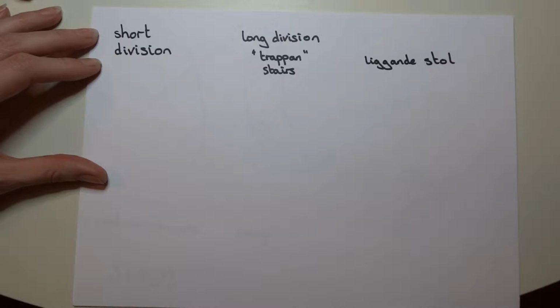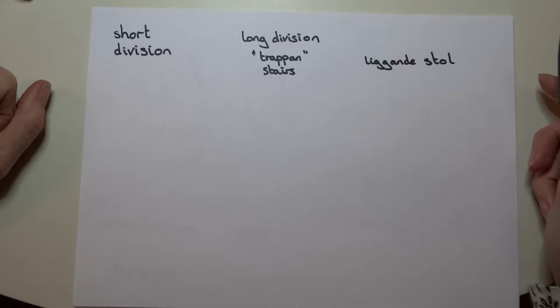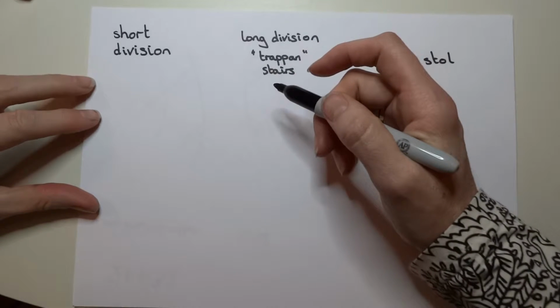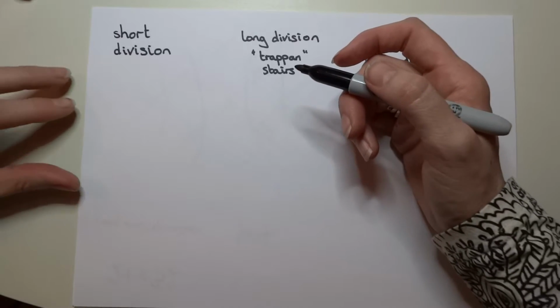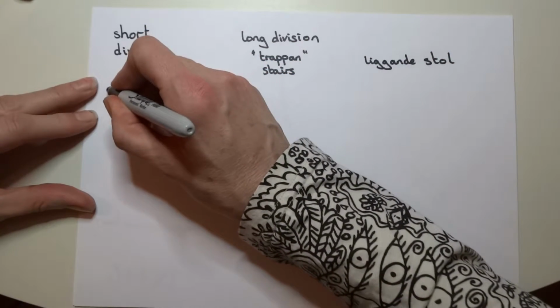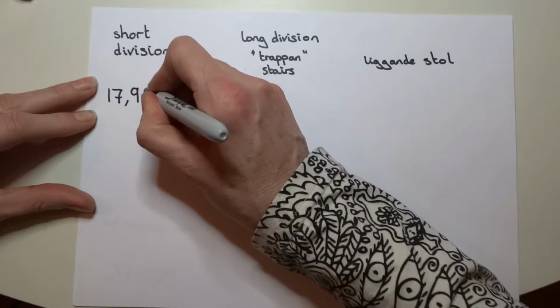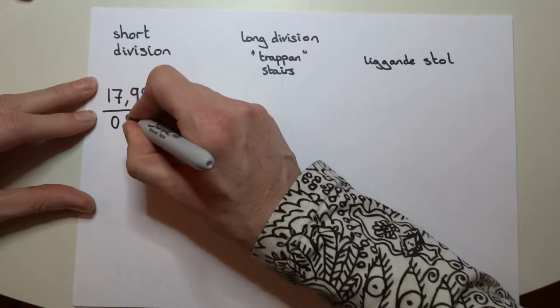I'm going to show all three ways and explain why I think that one should use short division whenever you can, because it saves a lot of time. But you can use whichever method you're more comfortable in. The division that we're going to do here is 17.99 divided by 0.7.